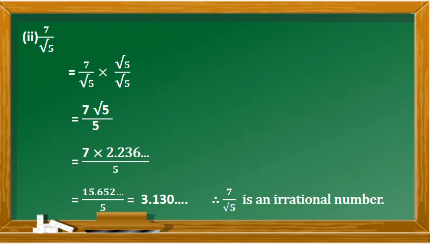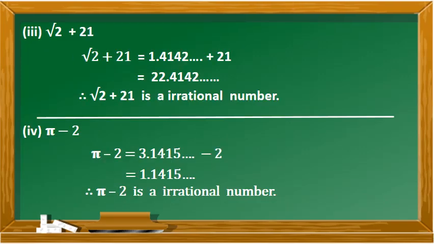Now here the numerator is 7 multiplied by an irrational number and the denominator is 5. So the numerator becomes 7 into the value of root 5, that is 2.236, divided by 5. Now which gives you 15.652 by 5. You will be getting the solution as 3.130..., which is non-terminating, non-recurring. Therefore 7 by root 5 is an irrational number.